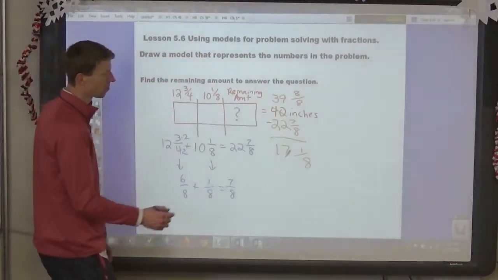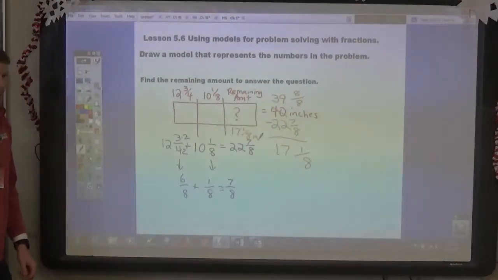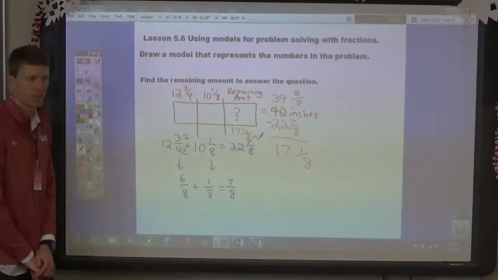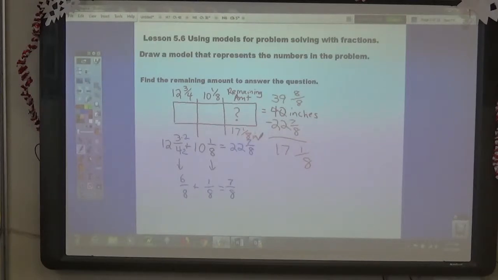Okay. Now, 17 and 1/8 inches is the remaining amount. Now answer the question. Now, what is? Go back and find the question, Ben. What is the question? Well, the question is, does he have enough to cut to 5 and 3/8 inches?